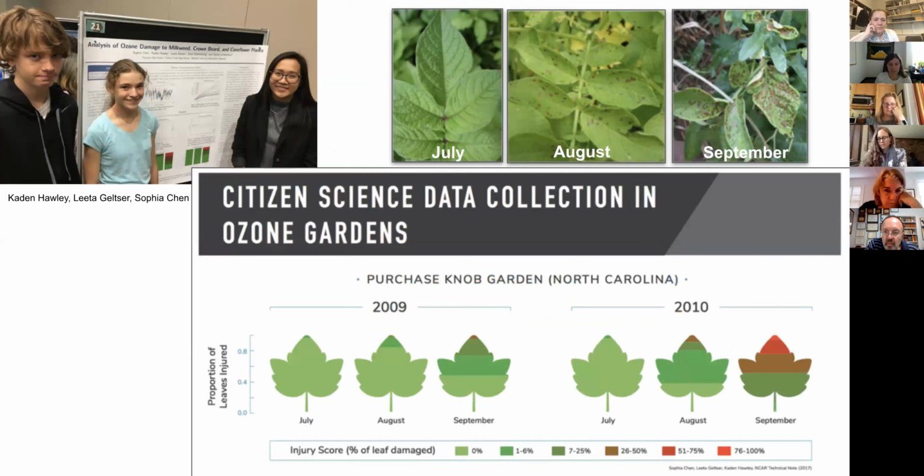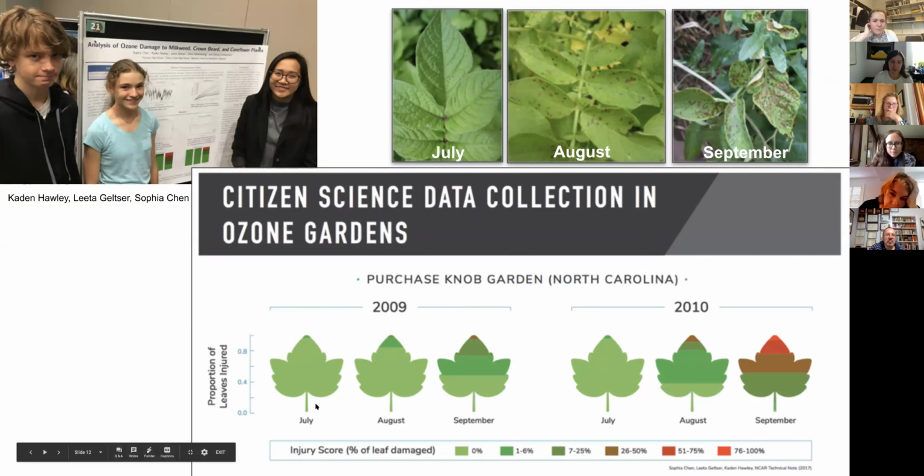What they looked at was the proportion of leaves that are injured in each month. I am highlighting just 2 of the years here, and this figure has a lot of information in it. I'll start with 2009. In July, almost all of the leaves had no ozone injuries. By August, there was a little bit of ozone injury on some of the leaves, and by September we saw the most ozone injury, because ozone injury accumulates through time on particular leaves.